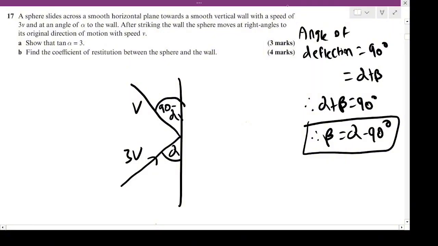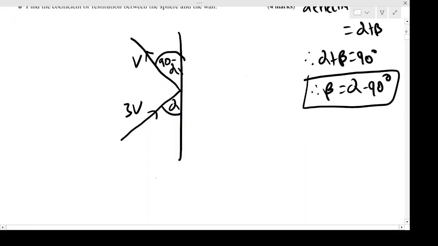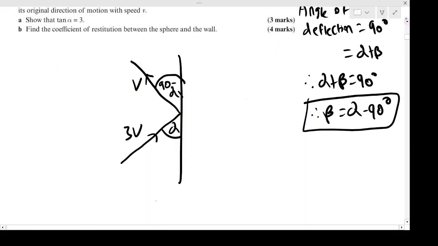Okay, hopefully you can see that right, but there we are. So that's my angle afterwards, 90 take away alpha. Okay, we are going to need to use that. So now let's apply, that's everything in the question now. So now let's do our usual stuff.